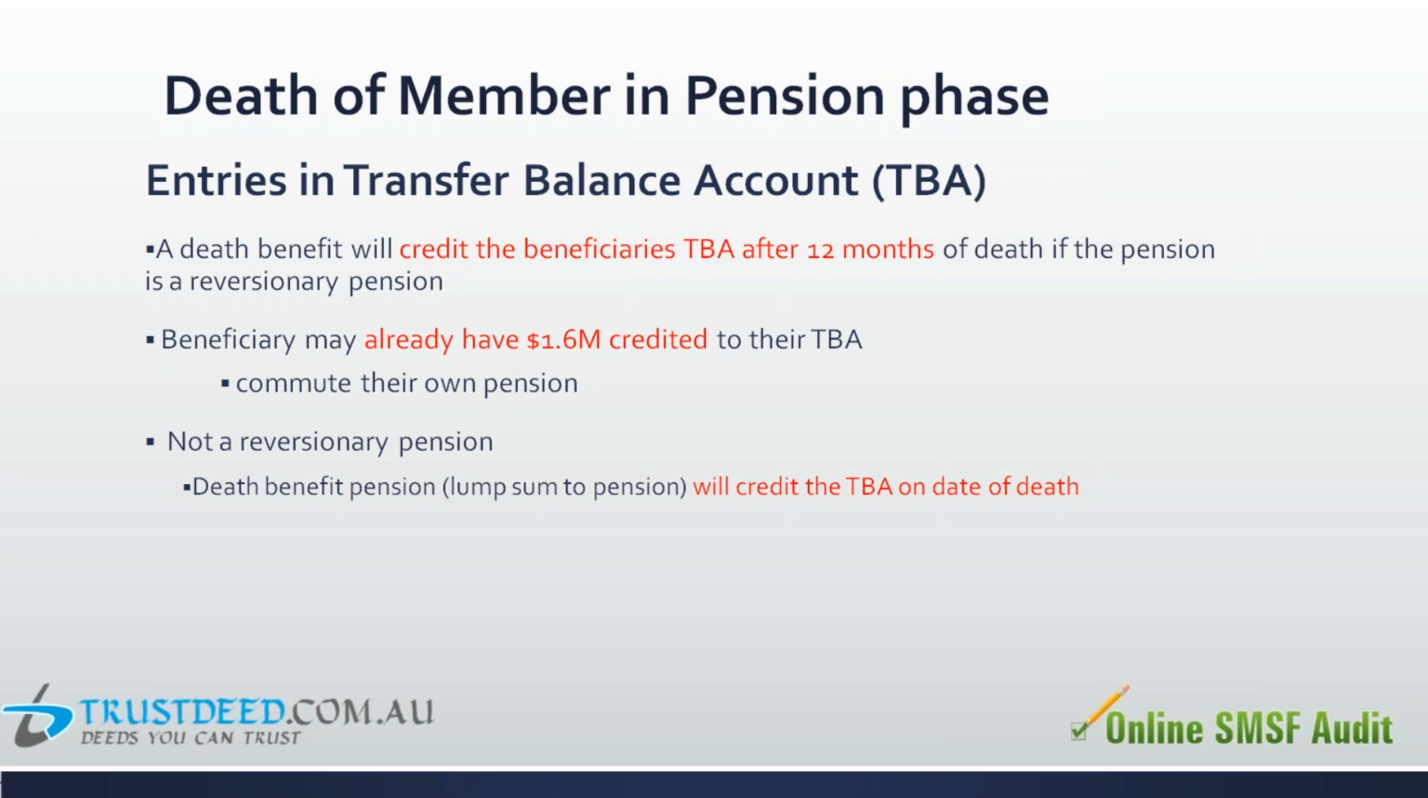But the takeaway now is that if the deceased has more than 1.6 million, or the beneficiary cannot commute the pension and cannot have the debit in the transfer balance account, only that much can be reverted to the beneficiary. Anything extra more than 1.6 million must come out of the superannuation system and be paid out to the dependent as a lump sum, as a death benefit lump sum.